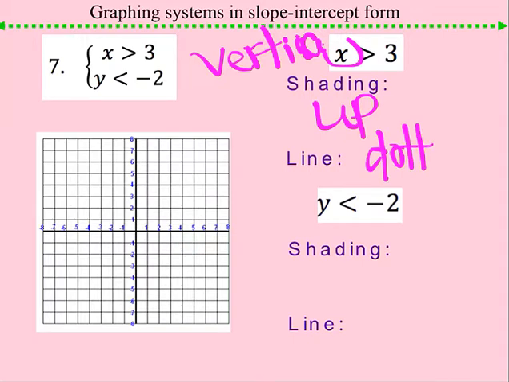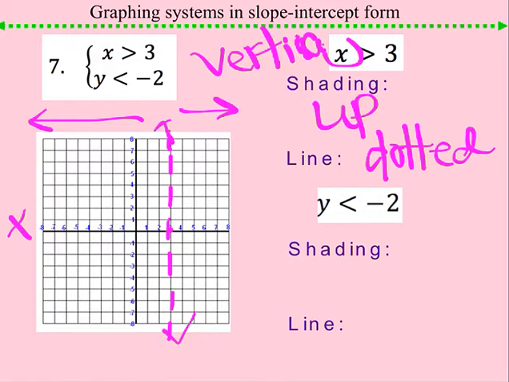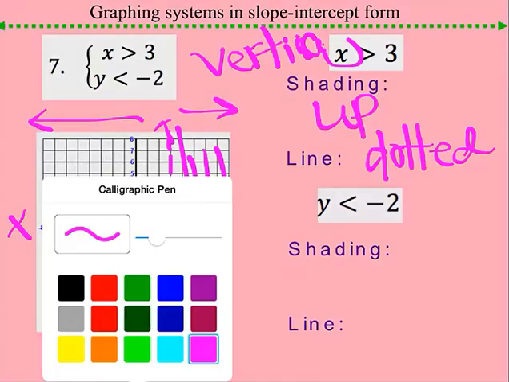To draw that vertical line when it's just an x, you're going to find 3 on the x-axis, and you're going to have a vertical dashed line. Now I notice that it's opening towards the x, which means we want larger than 3. So I'm going to look at x as a number line. As I go this way, x is getting smaller. As I go this way, x is getting bigger, which is the side we want because we want things greater than 3. So I'm going to go ahead and shade that in.